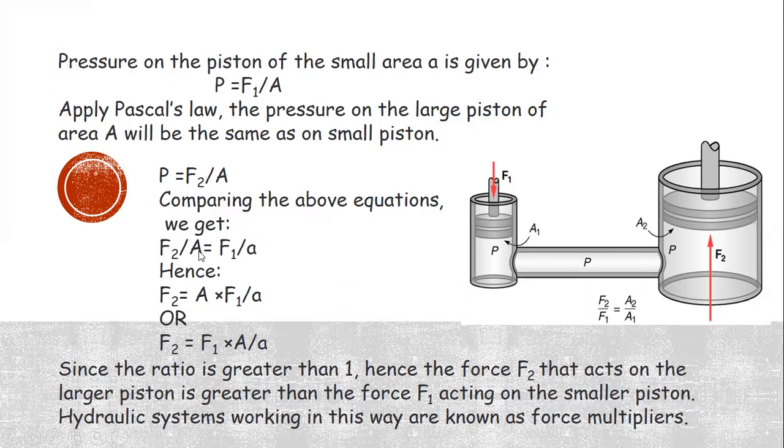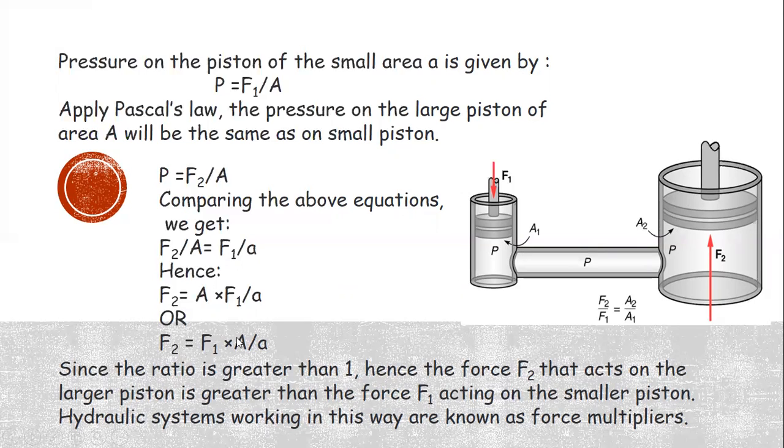So F2 by A2 is equal to F1 by A1. Hence, F2 is equal to A2 into F1 by A1, or we can write F2 is equal to F1 into the ratio of their areas. Now we know that A2 is the area of the bigger cylinder and A1 is the area of the smaller cylinder, so naturally the ratio will be greater than 1. Hence the force F2 acting on the larger piston is always greater than the force F1.